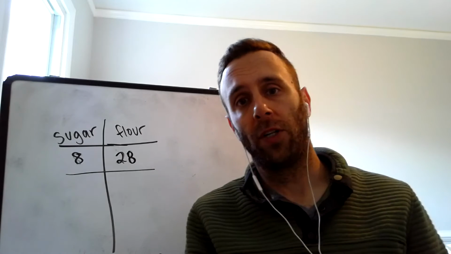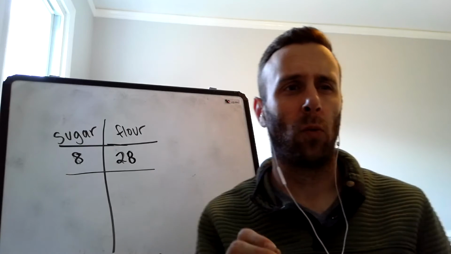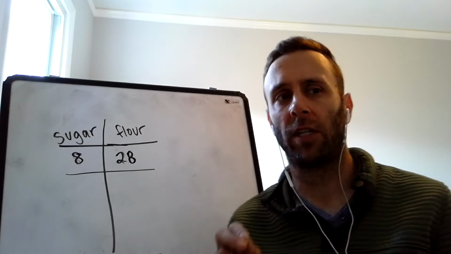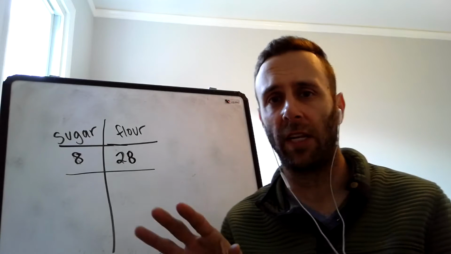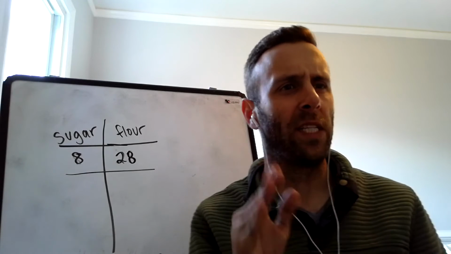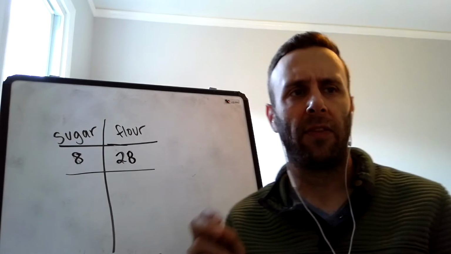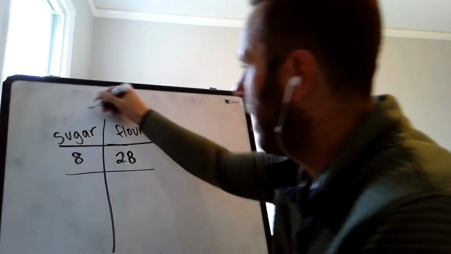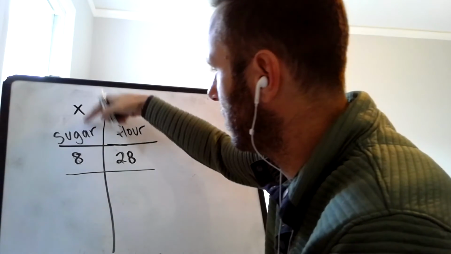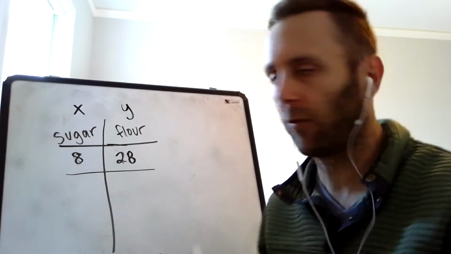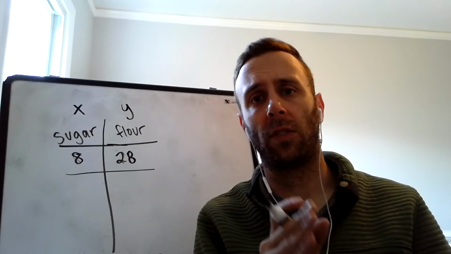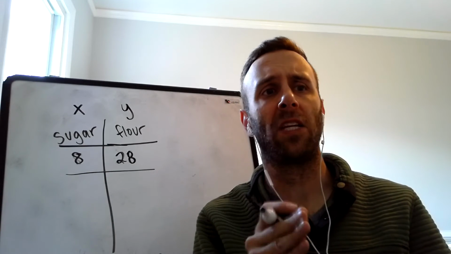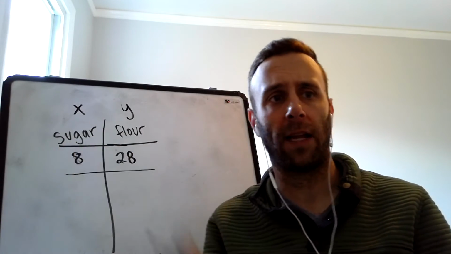And my question to you is, and this is where I actually want you to almost pause the video if you want to check yourself. You don't have to answer this on the video, but answer this to yourself. What is the constant of variation? And then also, if we call X the number of sugar and Y the number of flour, if you were to call those variables, what would be the equation that goes from sugar to flour?